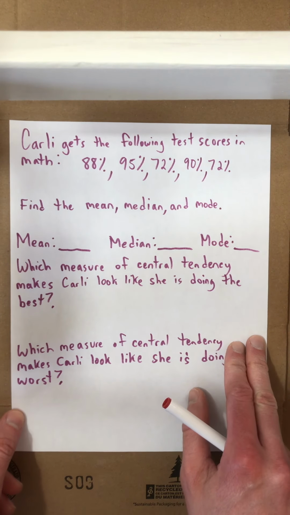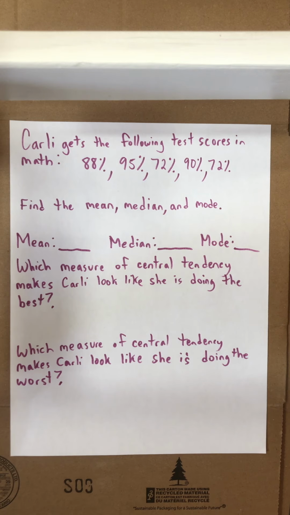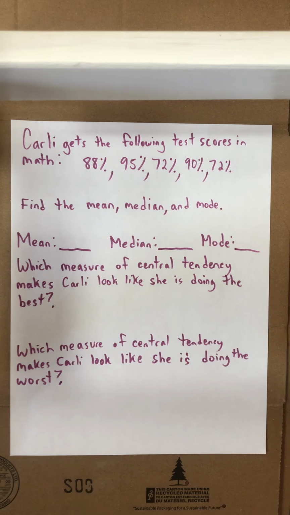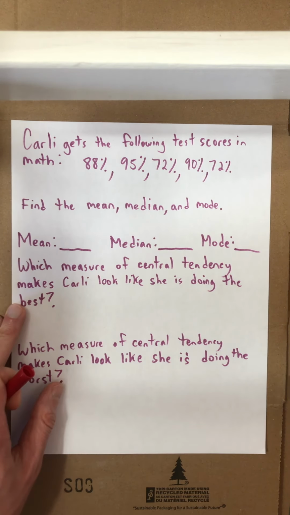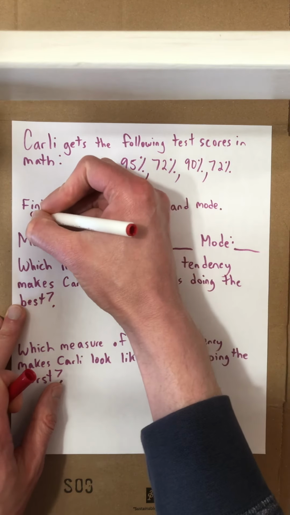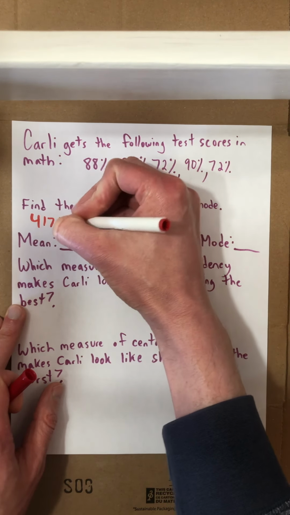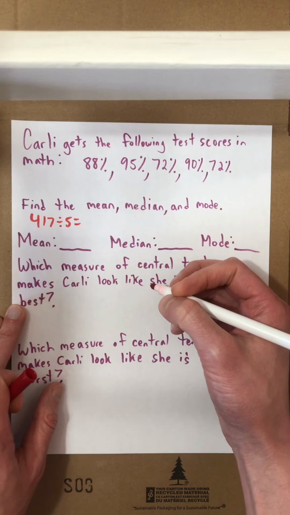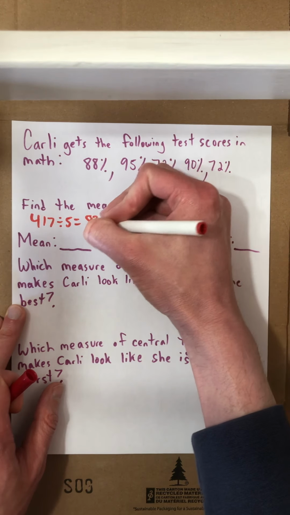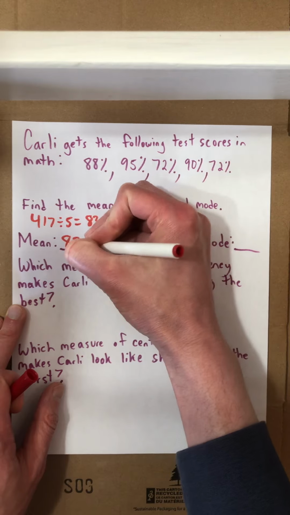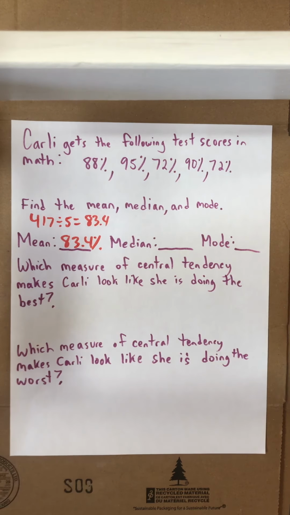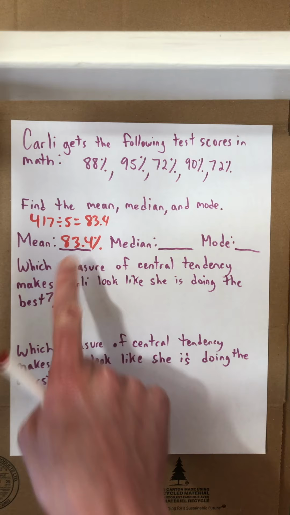In our first example here, Carly gets the following test scores in math: 88, 95, 72, 90, and 72%. We define the mean, the median, and the mode. To find the mean, we'll have to add up all 5 of these, and then divide by 5, because that's how many there are. When you add them all up, what you get is 417. If you divide it by 5, you will end up with 83.4, or in other words, 83.4%. So we add them all up, divide by 5, and we've got our mean here.